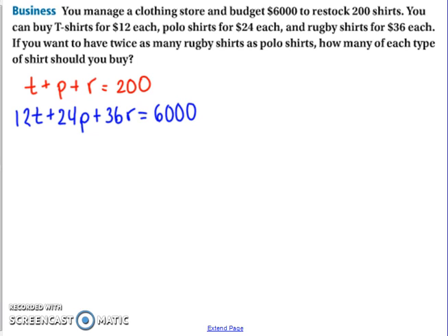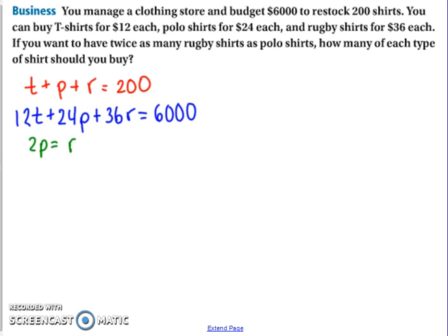Now the third equation, it says we want to have twice as many rugby shirts as polo shirts. So if we want twice as many rugby shirts, that means we need more rugby shirts. So double the polo shirts will be our rugby shirts. So our third equation, we're going to say is 2P equals R. The number of rugby shirts is 2 times the number of polo shirts.